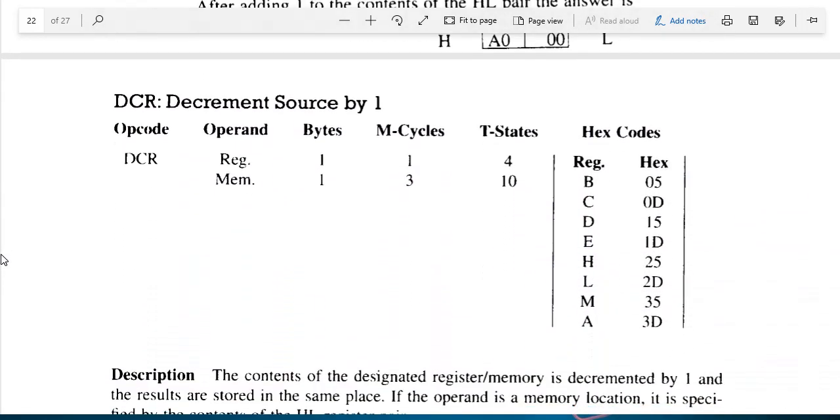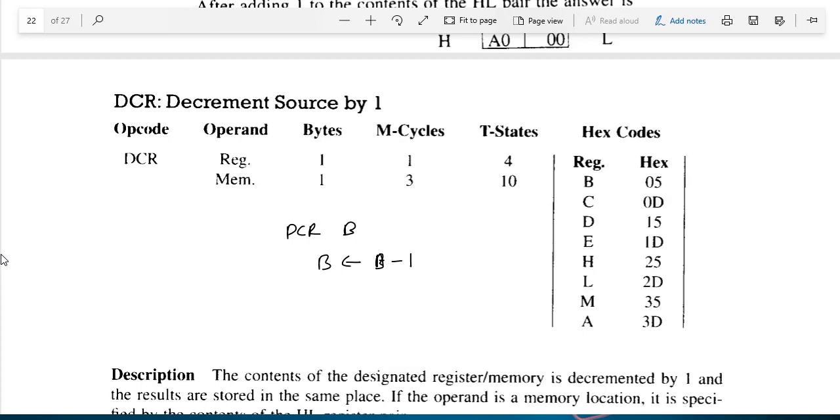Decrement. In the same manner, we have instructions for decrement. Decrementing the content of a register or memory location by 1 is DCR. For example, DCR B means B minus 1 and the result goes back to B. So we all know that if we do subtraction, we take a 2's complement of 1 and add it with the B value, and it is equivalent to subtraction. After this, the result moves back to the B register.